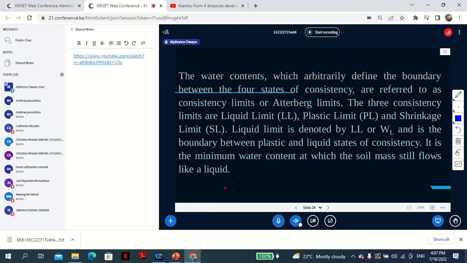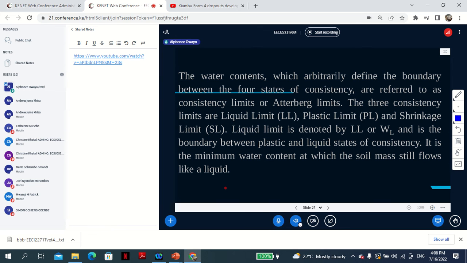The water contents which arbitrarily define the boundary between the four states of consistency are referred to as the consistency limits or the Atterberg limits. The three consistency limits are the liquid limit, LL, the plastic limit, PL, and the shrinkage limit, SL. Liquid limit is denoted by LL or WL and is the boundary between plastic and liquid states of consistency. It is the minimum water content at which the soil still flows like a liquid.